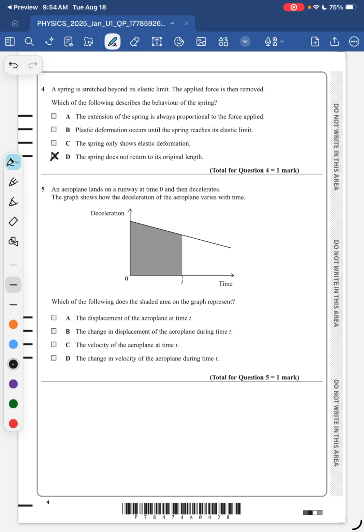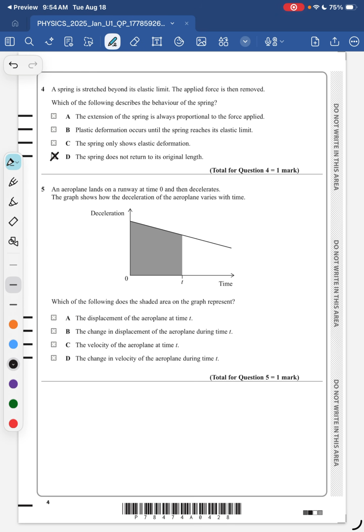5. An aeroplane lands on a runway at time 0 and then decelerates. The graph shows how the deceleration of the airplane varies with time. Which of the following does the shaded area on the graph represent? So option A, the displacement of the airplane at time t, that's wrong, okay?